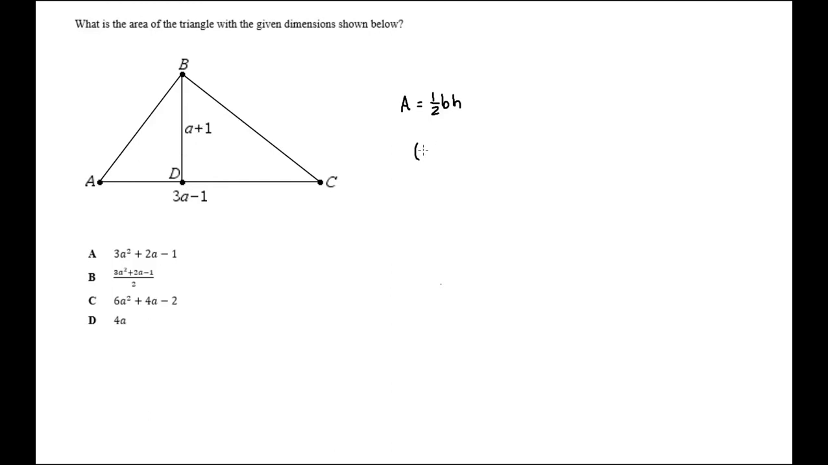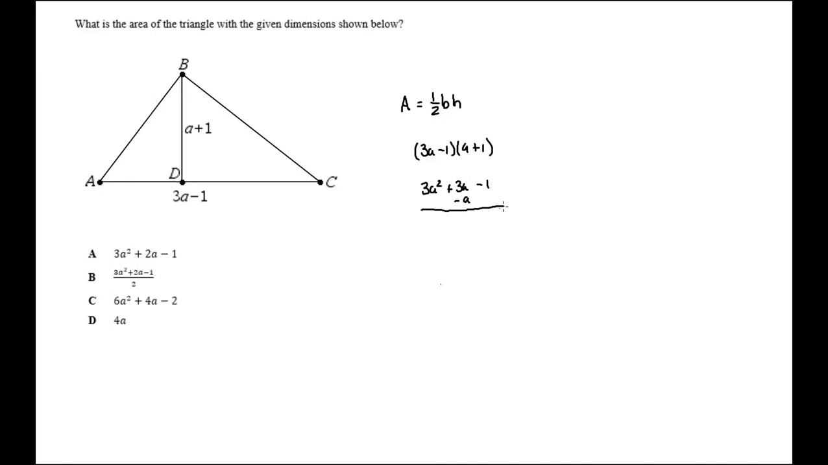So algebraically, this is just going to be 3a minus 1 times a plus 1. And I'm just going to go ahead and FOIL this. So first, 3a times a gives me 3a squared. Outside, 3a times 1 is just plus 3a. In FOIL inside, -1 times a is going to be minus a. Notice I'm stacking my like terms on top of each other. And then my last two is just -1 times +1, which is -1.